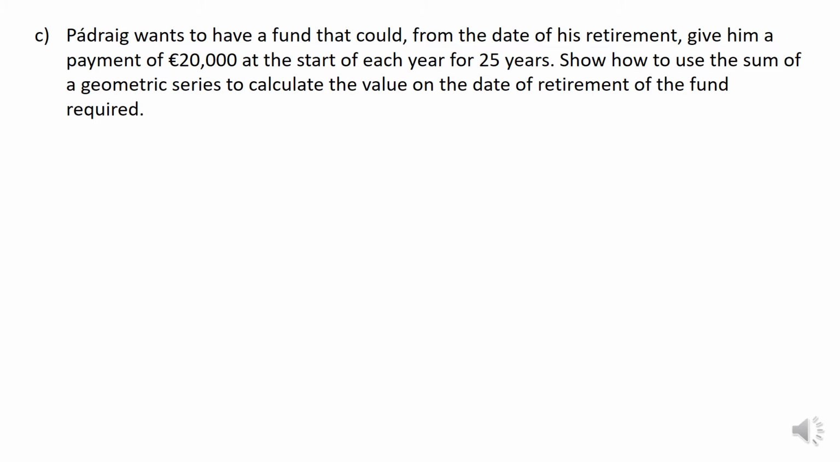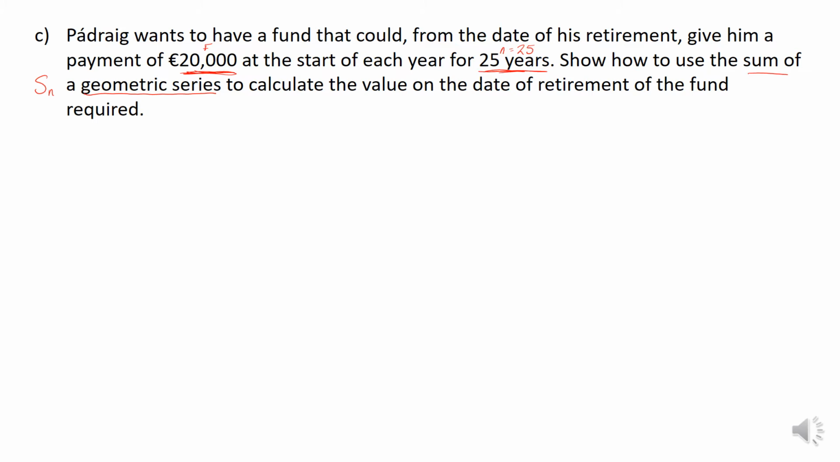Okay, so what do we have in there? So here are our payments. Okay, there are F's. We want 25 years' worth of them. So I'm thinking N will be 25. Okay, it'll be 25 of them. We're talking about the sum of a geometric series, so we have to show how that's going to be used. So the SN formula to calculate the value on the date of retirement of the fund required.